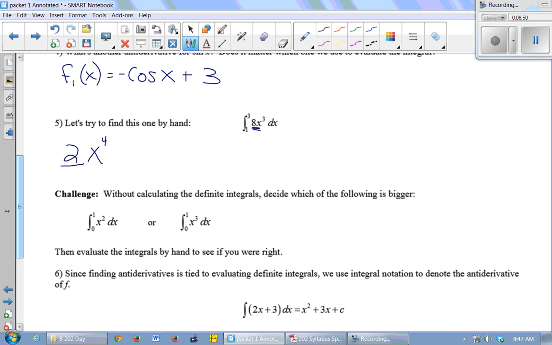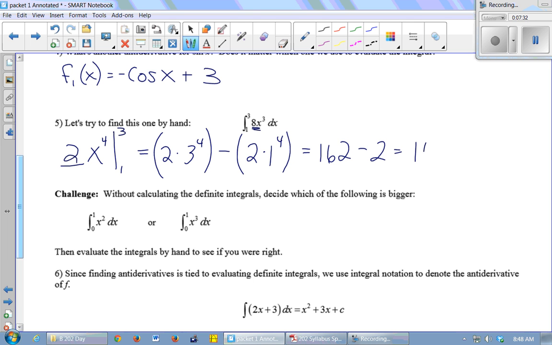So this is a notation that's shorthand for the fundamental theorem: you put this vertical line after the antiderivative and put 1, 3. So that means 2x to the 4th, evaluated from 1 to 3, and it just means plug in the 3, so you get 2 times 3 to the 4th, and then plug in the 1 and subtract them: 2 times 1 to the 4th. So 3 to the 4th, that's 81, I think. Yeah, and times 2 would be 162, minus 2 is 160.